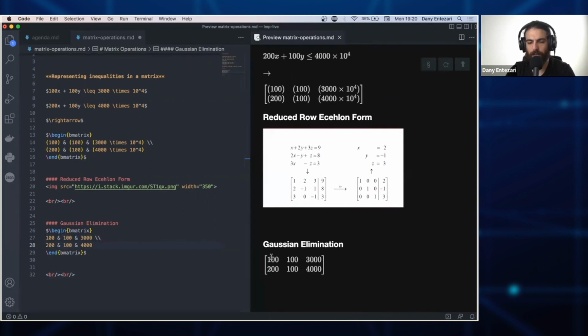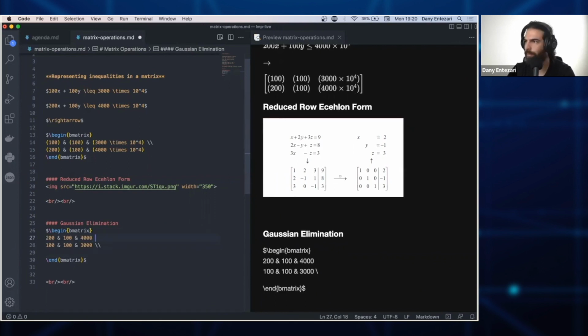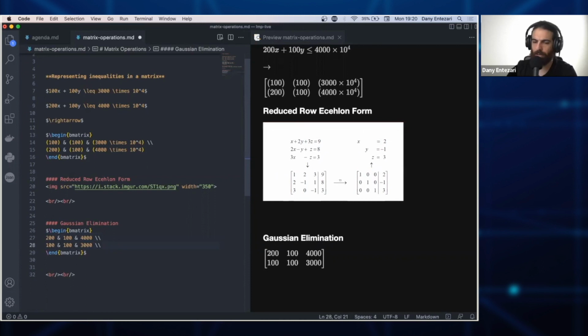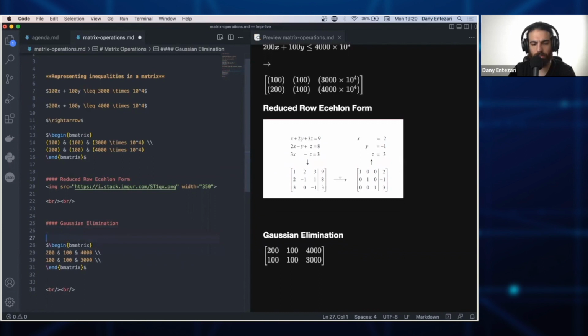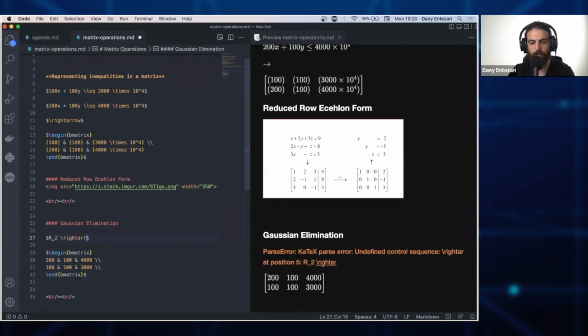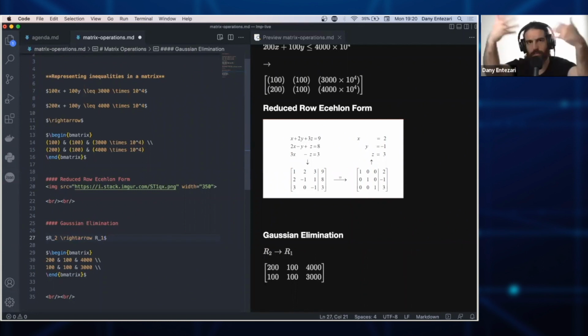So again, I want this to be a leading one. And you know what? Just to simplify this so we don't spend too much time, I'm going to reorder these. And that's perfectly fine. Within Gaussian elimination, you can swap rows. Anyway, what I've done is I've now swapped the rows. In fact, to denote this, we would say R sub 2, and then a right arrow, R sub 1. That means R2 has been replaced with R1.